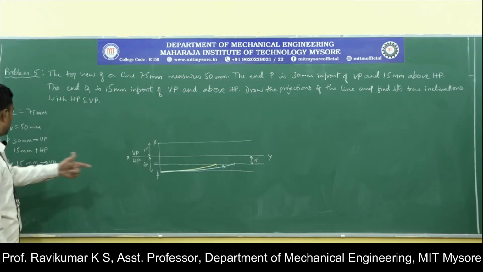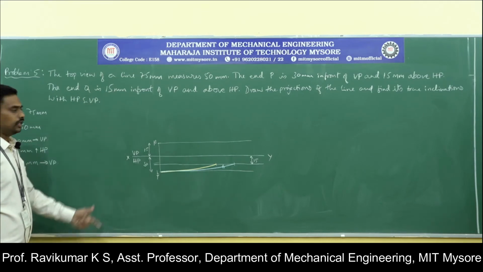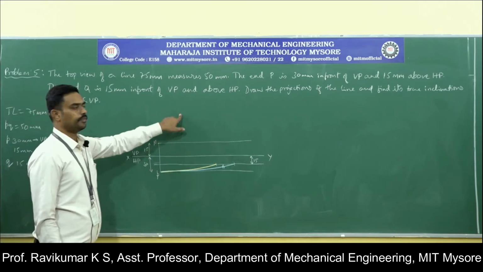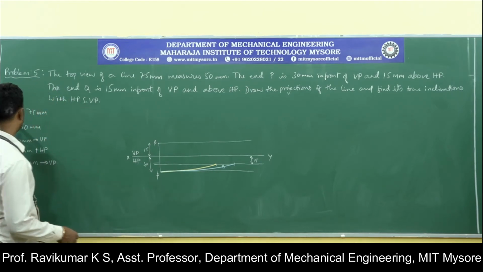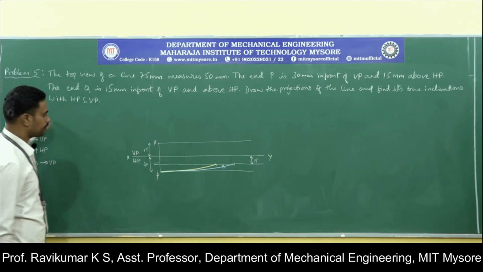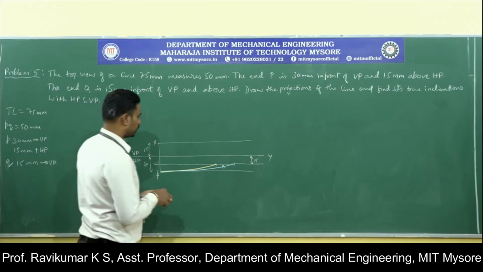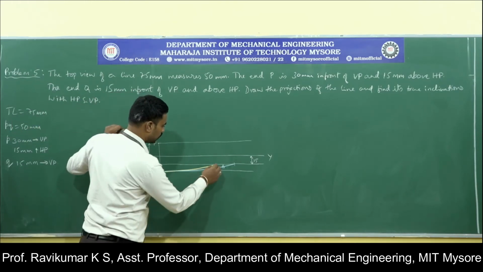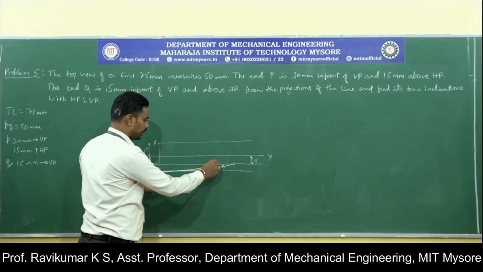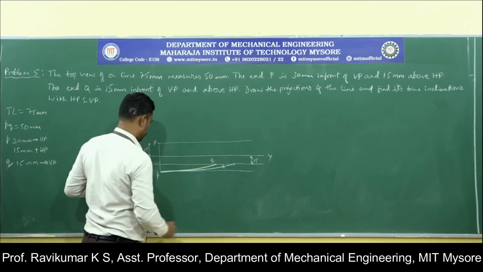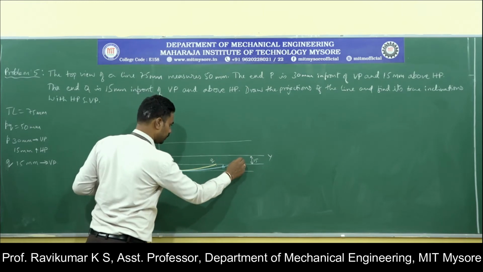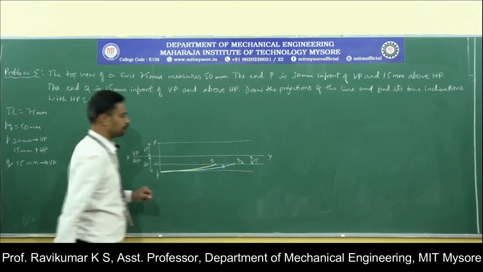Now from this we need to get the true length and apparent length in the front view. How to get that? We know that the true length is 75 mm. You just project this one. So this is the apparent length, p and q, and this is p and q2.